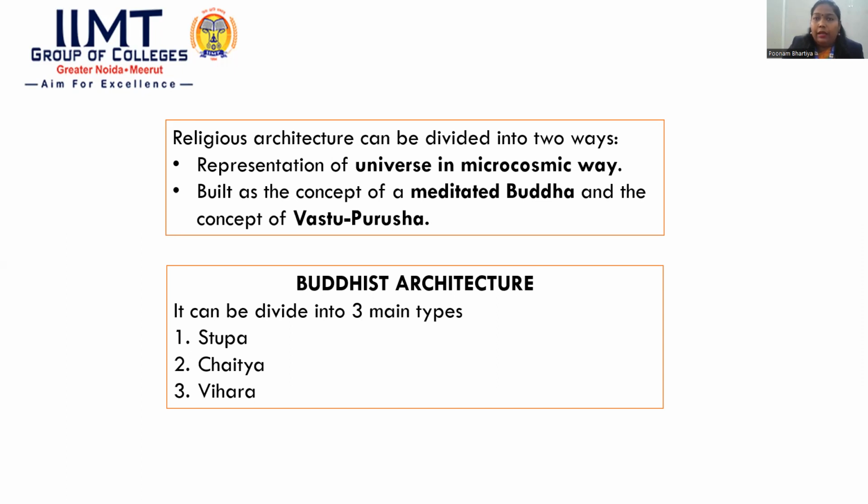And now we come to the first type of religious architecture, Buddhist architecture. Buddhist architecture can be divided into three parts. Number one, stupa. Number two, chaitya. And number three, vihara.